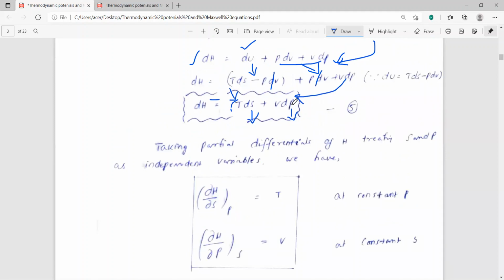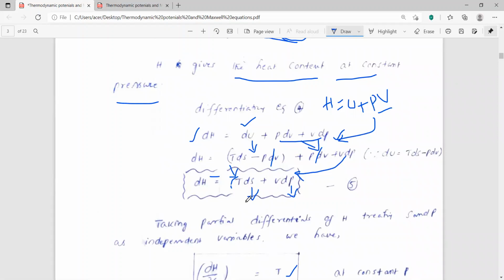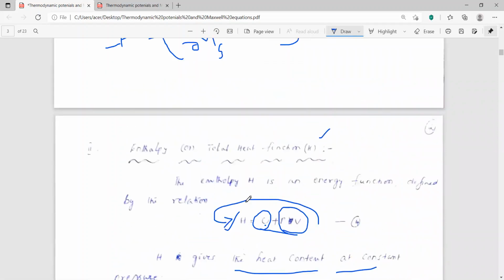Similarly, if you take P as a constant, then the change in pressure becomes 0, then that term becomes 0. Then the equation becomes dH equal to TdS. So from that, the temperature T equal to dou H by dou S at P. So from these equations, one can explain the thermodynamic potential enthalpy. Like this, we can easily explain the thermodynamic potential enthalpy.